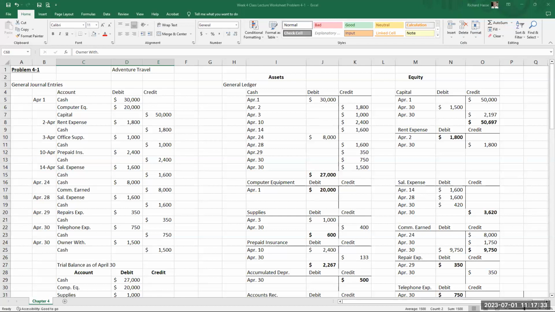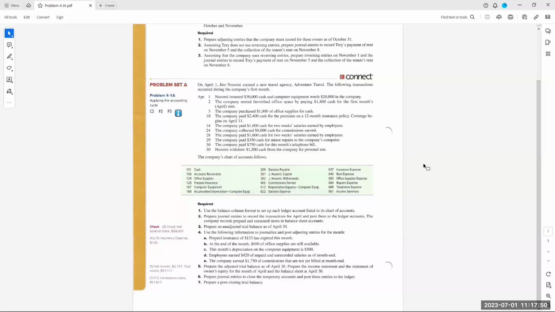Earlier this week in week 4, we did the journal entries for the company. Now, let me just step back here and let me show you something else before I get really into the problem. One moment. Here's the problem from our textbook. And again, you can download this problem if you don't have a textbook, but I think you all do.